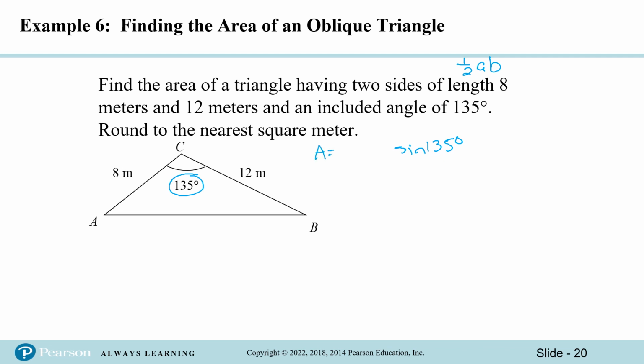So area would be 1/2. My A is 12. And my B is 8. So 1/2 times 12 times 8 times the sine of 135 gives me approximately 34. That was in meters.